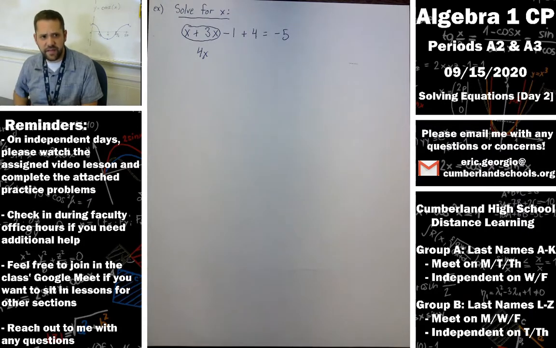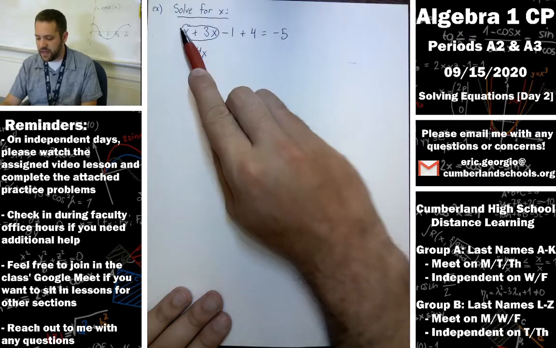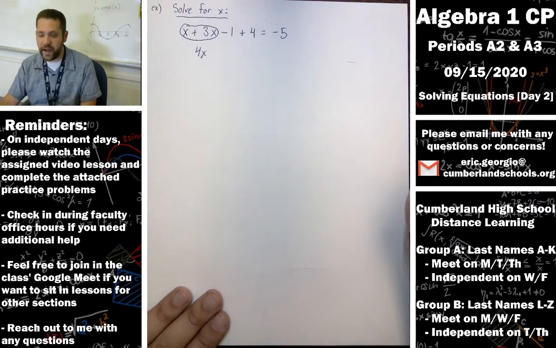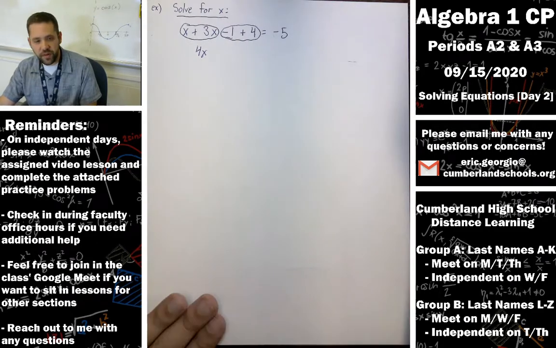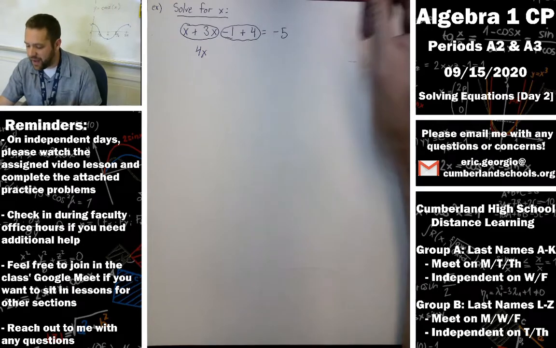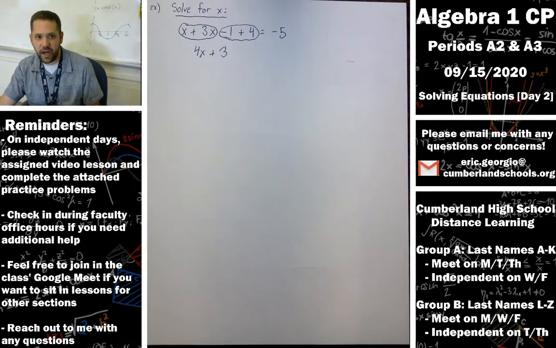Does that make sense why that's the case? X plus 3x is 4x because we had 1x, now we have 3 more. There's a total of 4 x's. We can do the same over here. I have negative 1 plus 4. Why not just simplify that to positive 3? Why leave it separated? That would just make it more complicated.